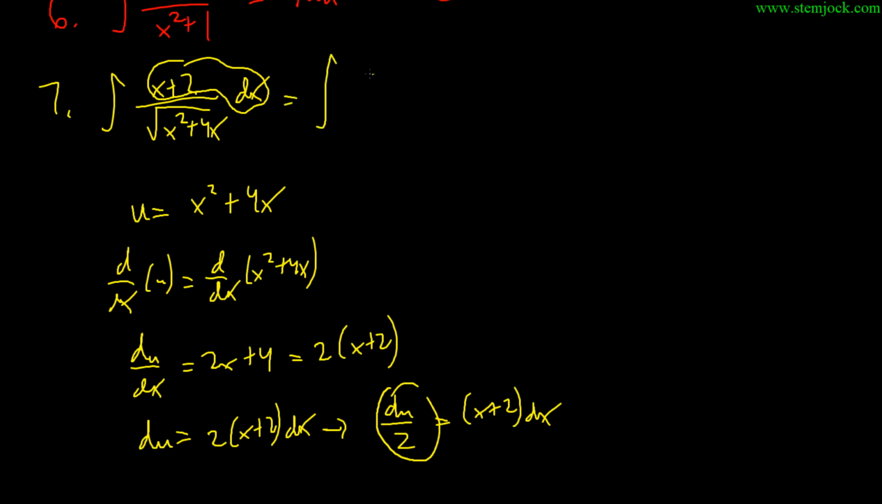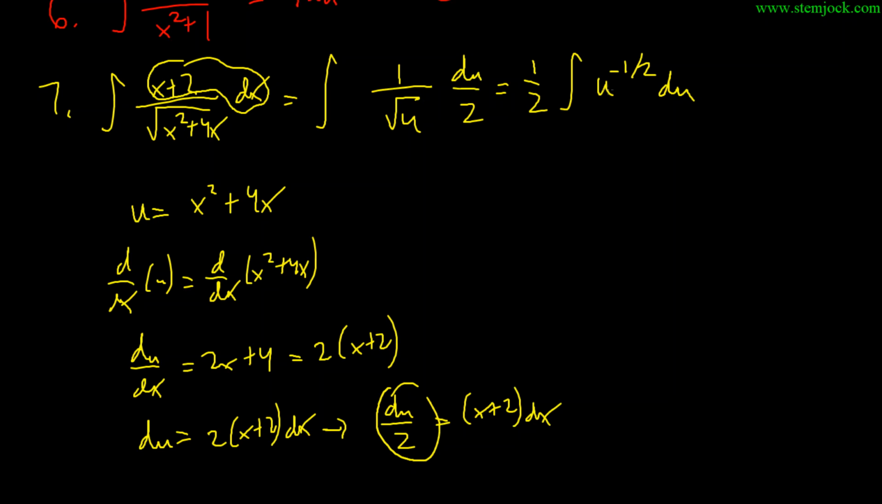So the integral becomes 1 over square root u. That's here in the bottom, and du over 2. I'm going to bring the constant 1/2 out in front, and I'm going to replace the square root with a fractional exponent. So this is u to the power of -1/2 du. This negative here is because it's 1 over the square root of u.